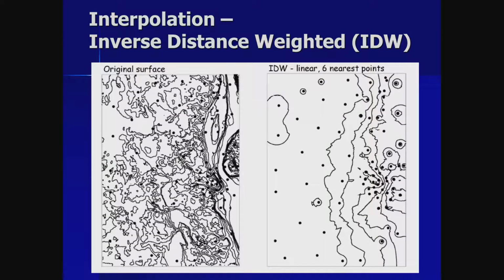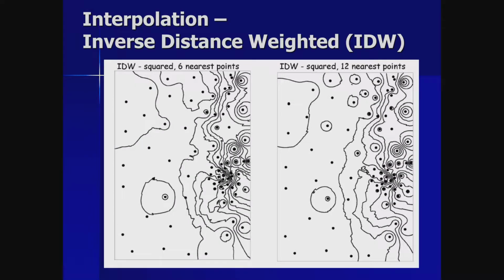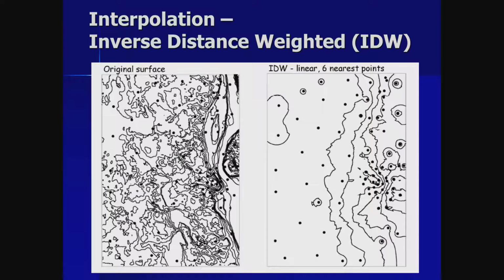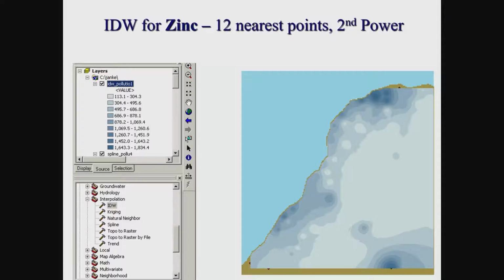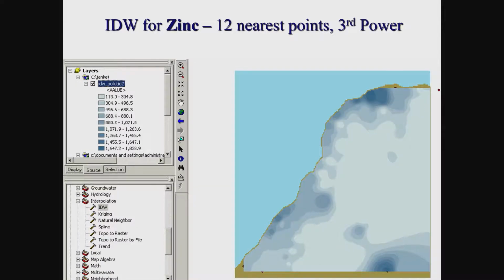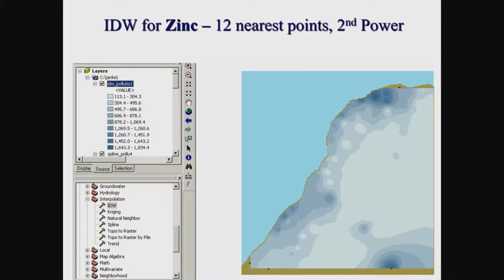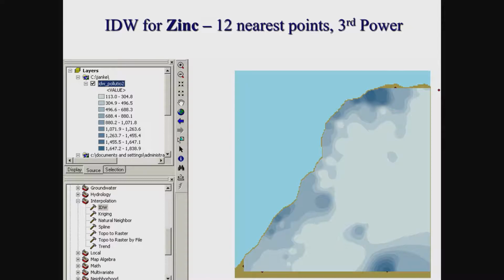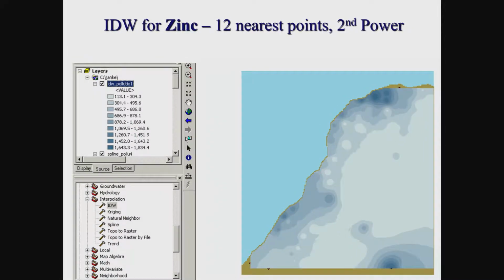We'll walk through the math here in a second, but just to show you, here's the 6 nearest points, and here's the 12 nearest points. You can see that the 12 nearest points is smoother than the 6 nearest points. Okay, here's a few more examples. 12 nearest points versus, this is actually not nearest points. This is the power. And as you go up in power, it will be more smooth as well. See how that's more smooth than that?